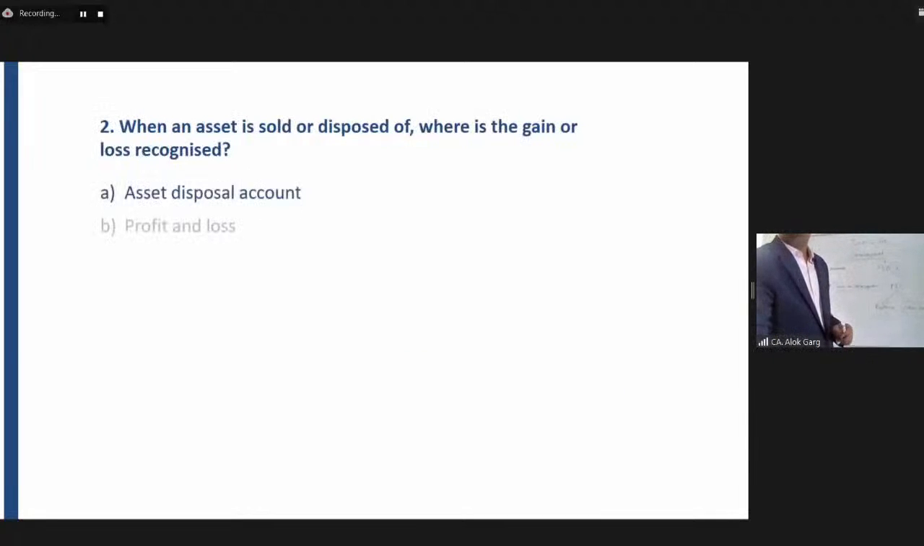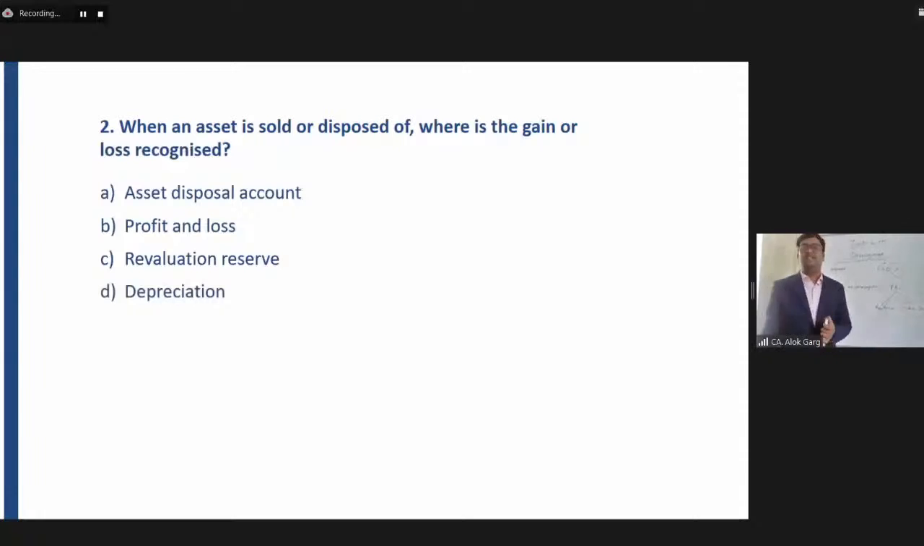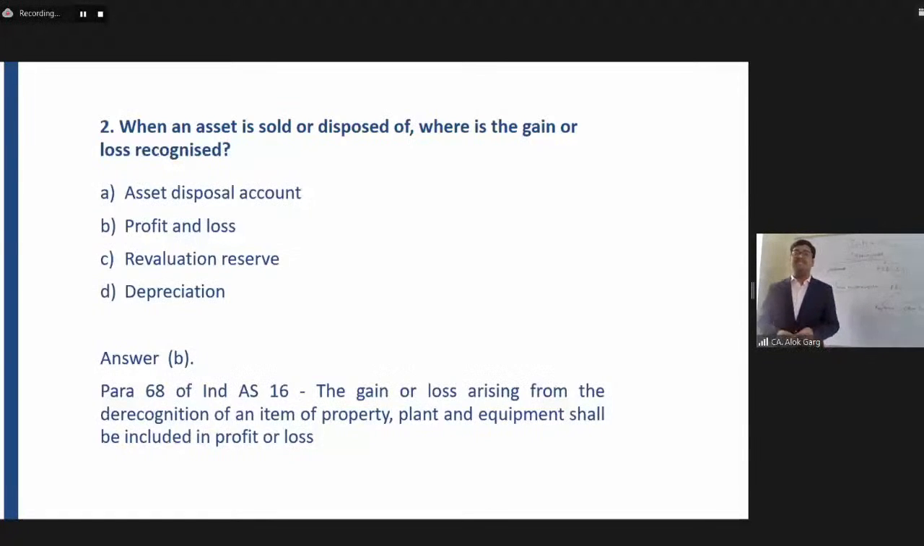When an asset is sold or disposed of, where is the gain or loss recognized? Just 2 minutes before, I explained this concept. Asset disposal account, profit and loss, revaluation reserve, or depreciation? When the asset is derecognized, where will the gain or loss be recognized? Wonderful. Yes, it will go to P&L. Para 68 says that the gain or loss arising from the derecognition of an item of PPE shall be included in profit or loss. Absolutely fantastic.